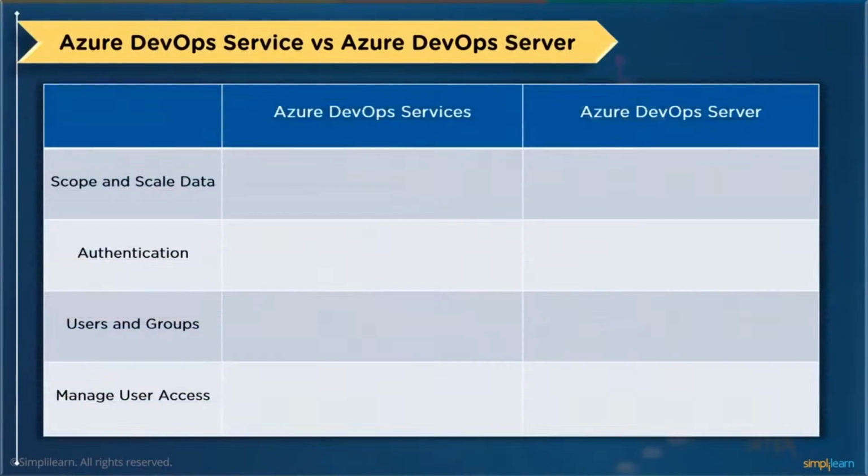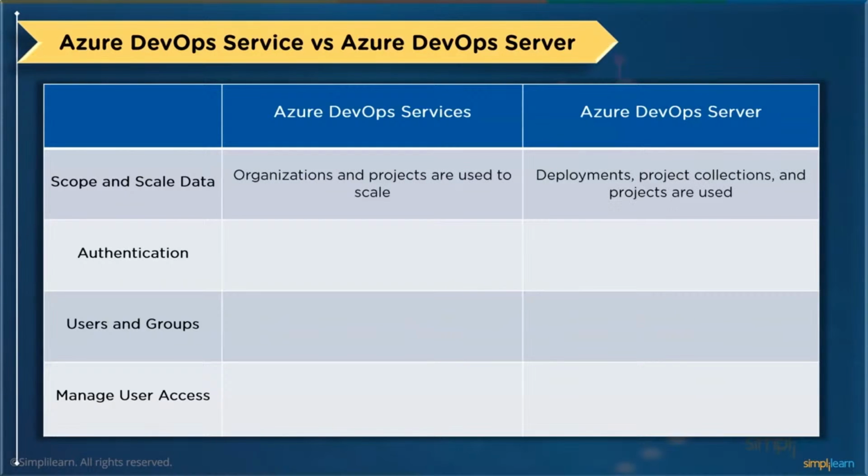Despite the fact that Azure DevOps Services is a hosted version of Azure DevOps Server, there are several features that differ. Some functions of Azure DevOps Server aren't available in Azure DevOps Services. So when deciding which platform to use or considering a transition from on-premises to the cloud, keep the following points in mind: scope and scale data, authentication, users and groups, and manage user access.